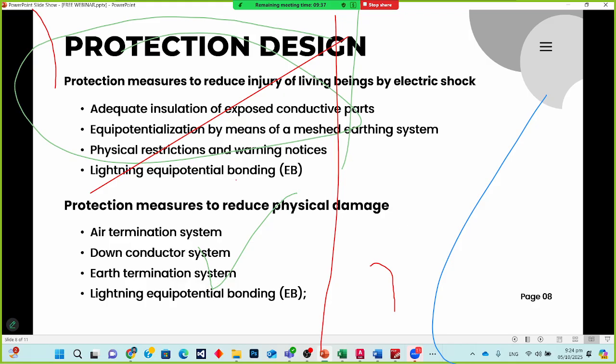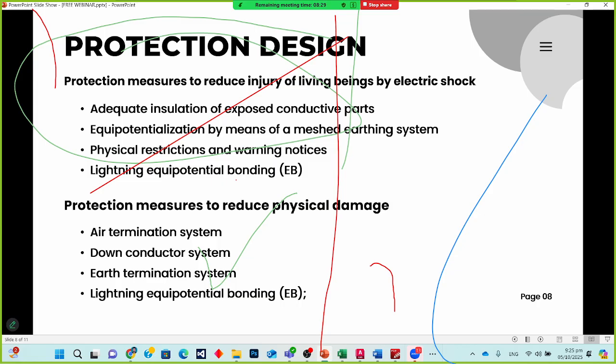So basically, the protection measures to reduce the injury of living beings by electric shocks are adequate insulation of the exposed conductive parts, equipotentialization by means of mesh earthing systems, physical restrictions and warning notices, and lightning equipotential bonding. When there are chances of loss of human lives, this is the type of protection we can provide.